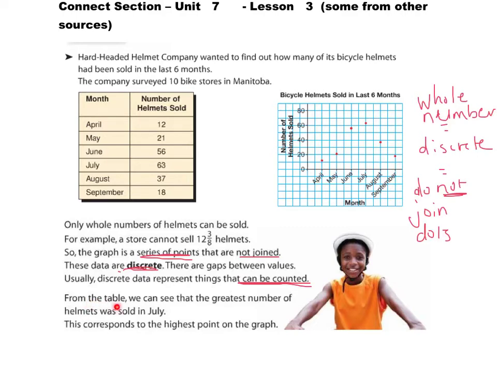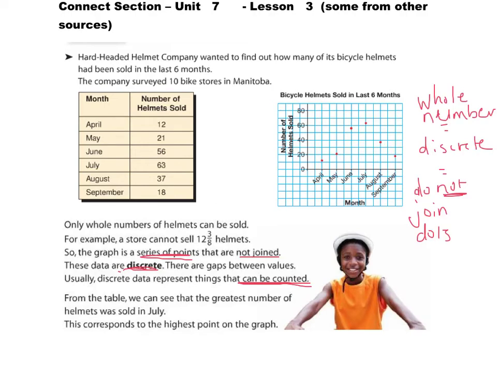So from the graph, we can see that the greatest number of helmets was sold in July, because that is the highest point on the graph. We could say that June and July had the most helmets sold with a difference of 7 to make that a very specific conclusion. We could also say that the least number of helmets were sold in April and September.